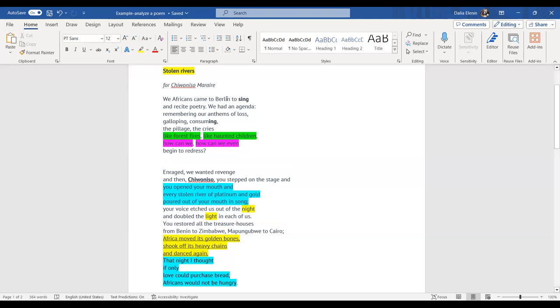Excellent, excellent. So, what kind of introduction is the poet saying here? And I want you to imagine, or give me a good guess, who is the audience? Anyone? The audience would be the people who were affected, the Africans, because it says "we Africans", and it says "how can we even begin to redress?" Do you think the poet is talking to ourselves as Africans, or is there a second party, a third party here?